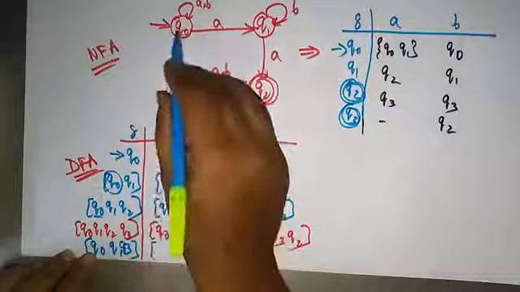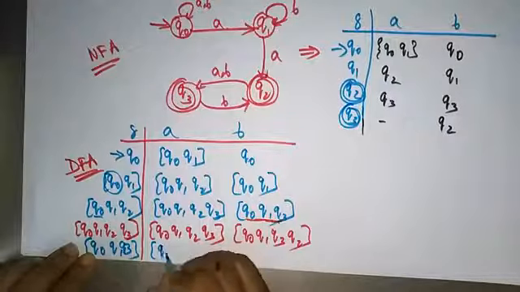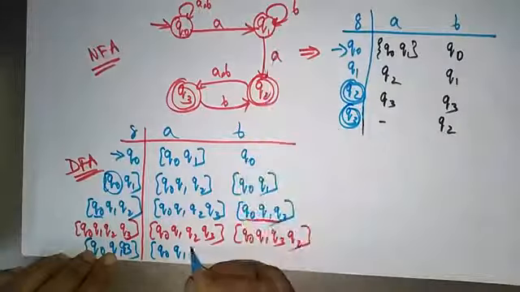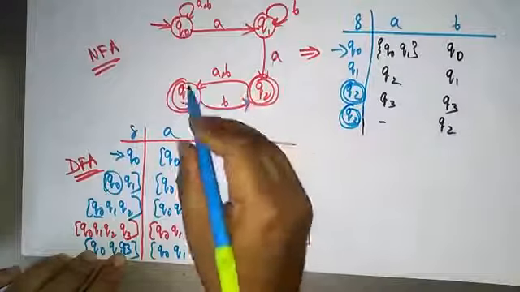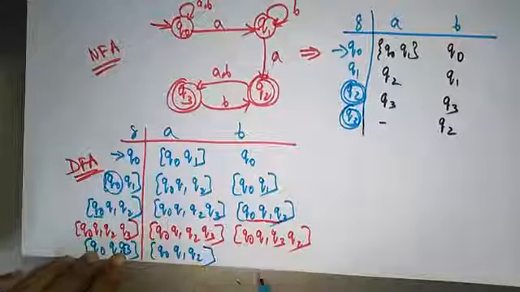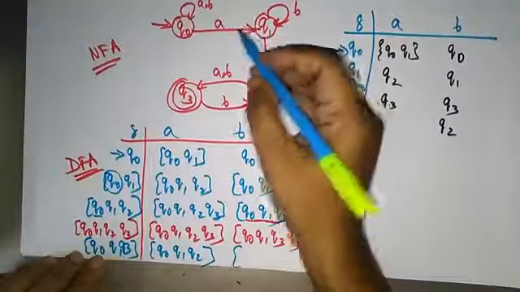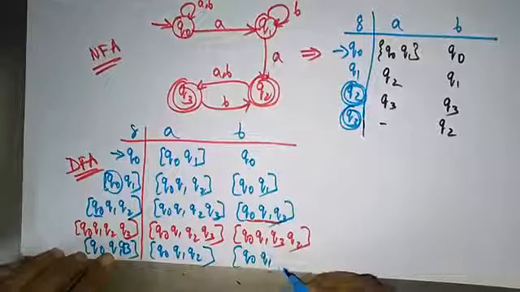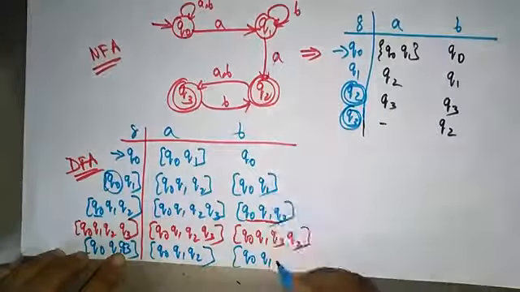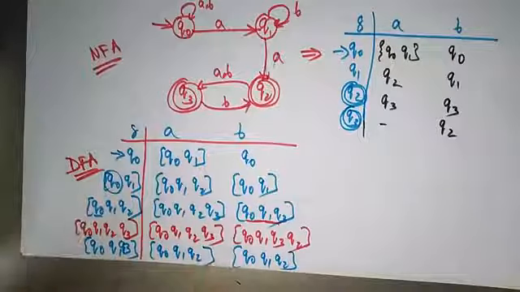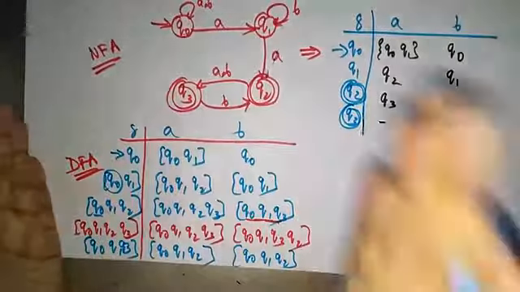Q0 on A goes to Q0, Q1, and Q1 on A goes to Q2. Q3 on A, there is nothing there. Okay, so just close it. Now Q0 on B goes to Q0. Q1 on B goes to Q1. Q3 on B goes to Q2. So Q0, Q1, Q2, it's already implemented. So no need to take it as a new state. So this is the DFA for the given NFA.